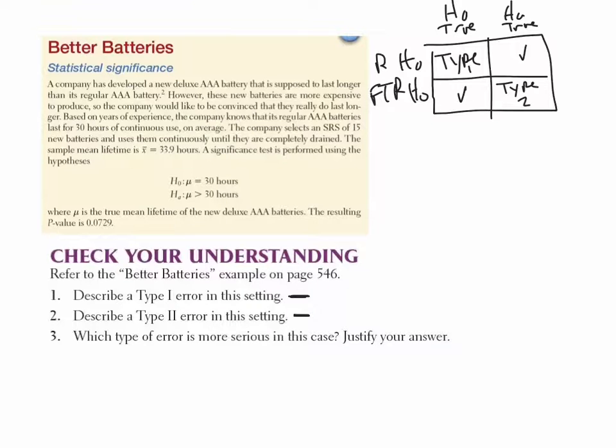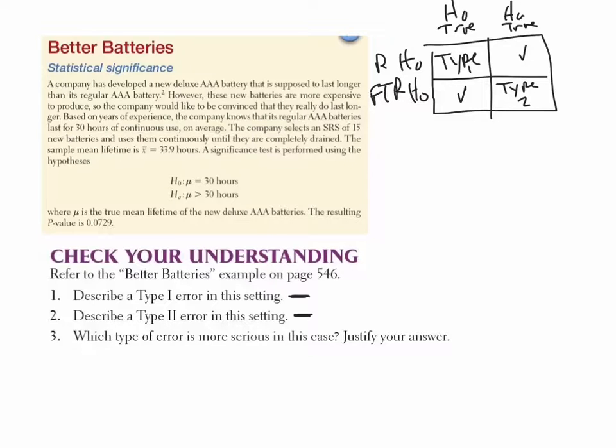Type 2. Now we're looking at the type 2 error. Type 2 error says, okay, so we, oh right, we failed to reject that null hypothesis. So we say, yep, we agree with the original claim, those batteries are 30-hour batteries. They have a lifetime of 30 hours. But they tend to last a little longer. They're better batteries. They are better batteries. So that would be the type 2 error.